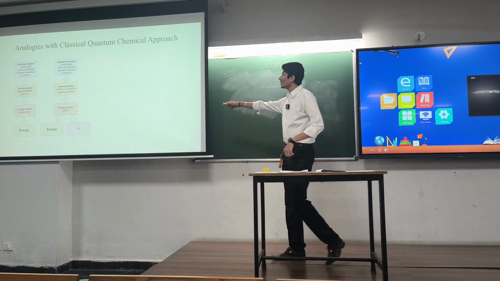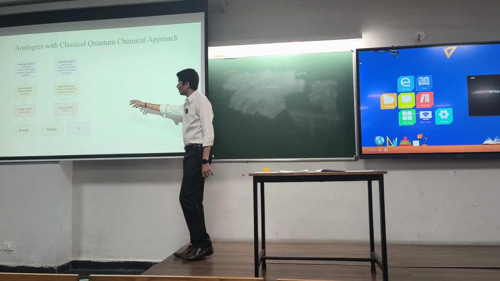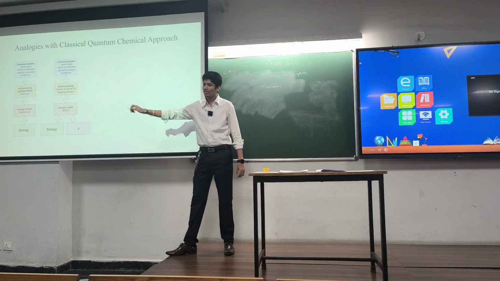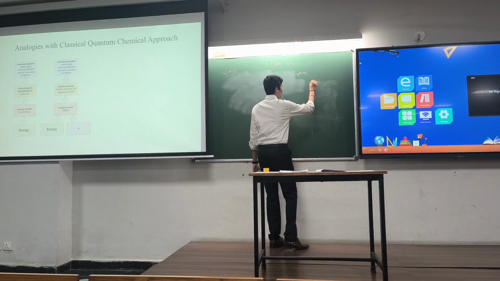So if we are trying to model it using a quantum computer, you go from the Hamiltonian using a quadratic unconstrained binary optimization.